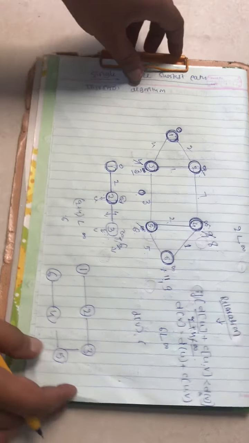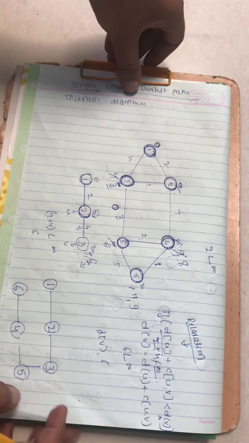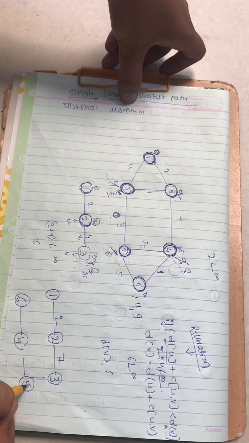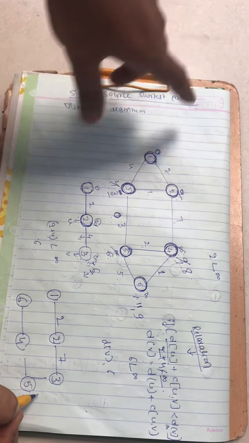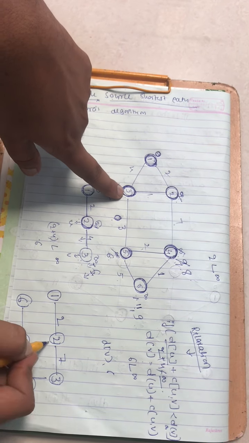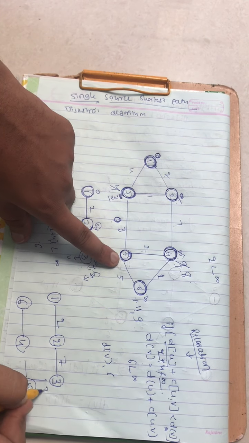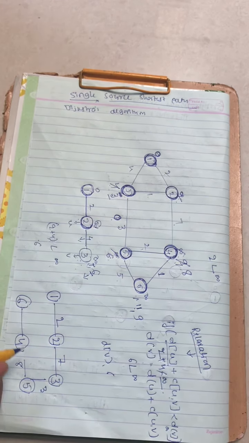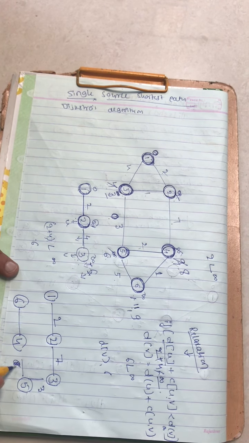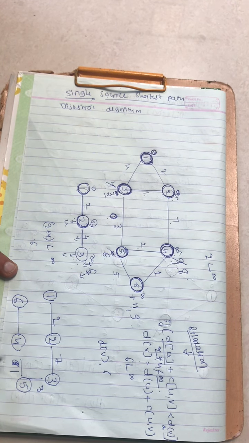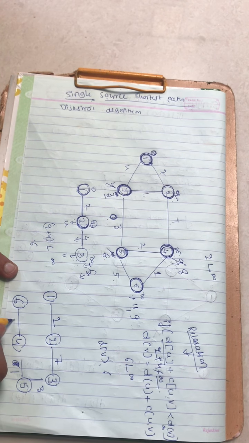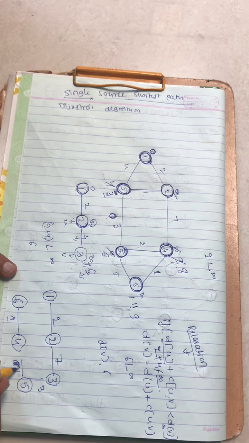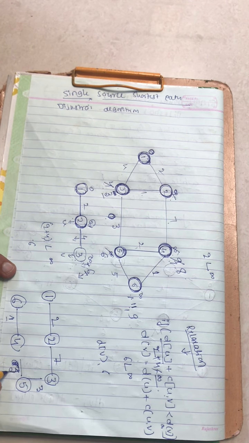This is called the single source shortest path algorithm. You can find 1 to 2, then 2 to 3, then 3 to 5 is 3, 5 to 4 is 8, and 4 to 6 will be 1. Understand? Please check now. 3 to 5 is 3, which is our shortest path.